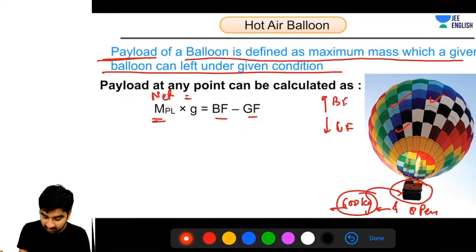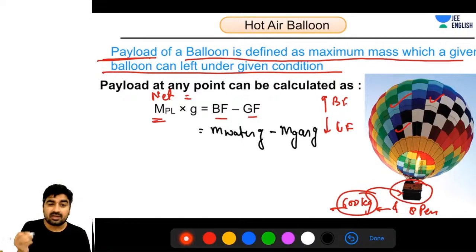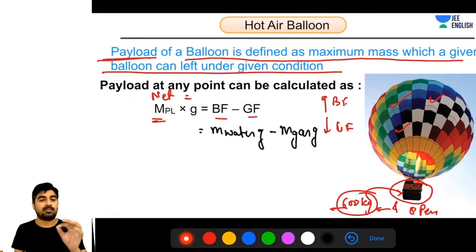So what is this buoyancy force, guys? Let me tell you. Mass of water displaced into g. And what is the gravitational force? Mass of gas into g. If I am assuming that the mass of balloon material is negligible, only then we can take it.